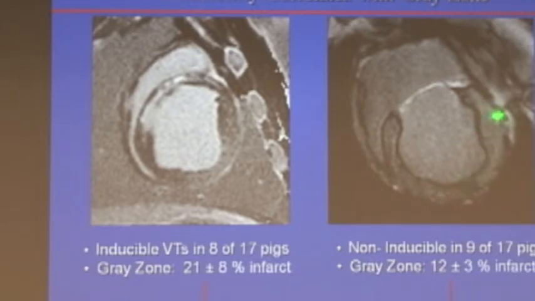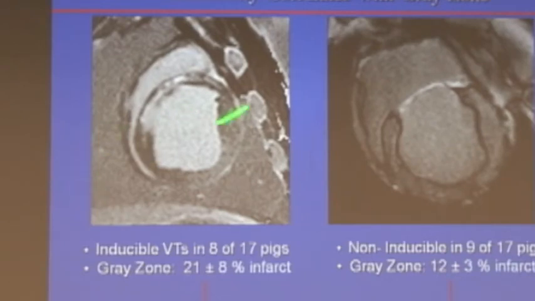In the non-inducible heart, the normal tissue is fairly uniform. Then you have this hyper-enhanced area, which has thinned dramatically after 10 plus weeks, really 10 to 20 weeks, but it's actually pretty uniform. It's just this nice white area. This animal was not inducible, and 9 of the 17 animals were not inducible, and they had a gray zone that was about 12% of the infarct.